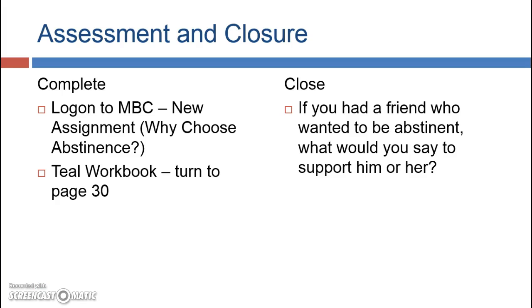Now, log on to your MyBig Campus. You should have a new assignment called Why Choose Abstinence. You also have several assignments that you can work on to turn in. If you don't have your laptop, then you can open your TIL workbook to page 30. It should be the same thing. You're just basically telling me why high school students should choose abstinence in their lives. 3 benefits, 2 examples of how to express your feelings, and so on. And that should be all for that.